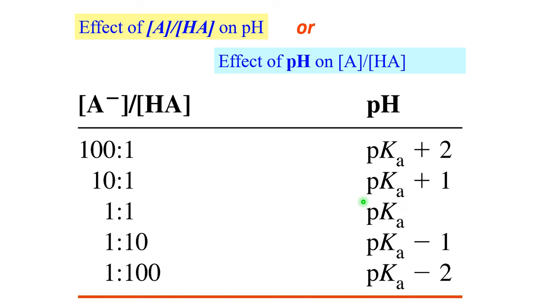Now, if my acid has exactly the same amount of A minus and HA, that means pH is equal to pKa. If pH is equal to pKa, the ratio of A minus to HA is 1-to-1. It goes both ways.